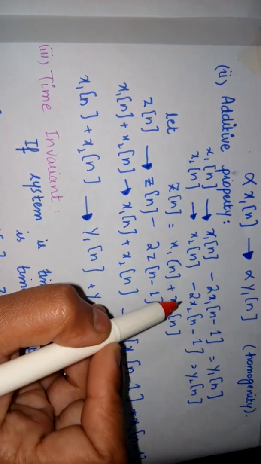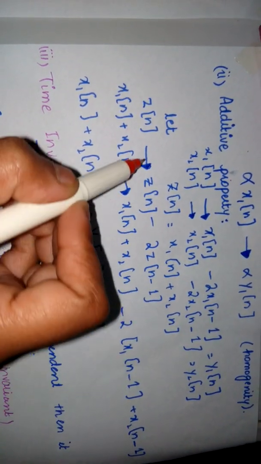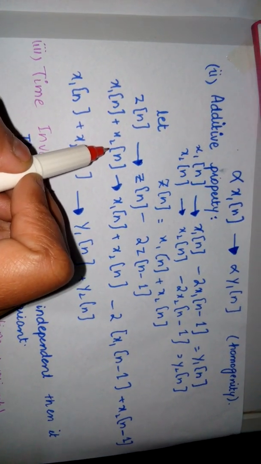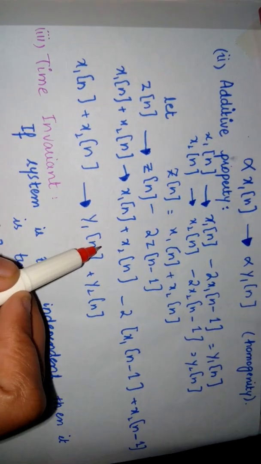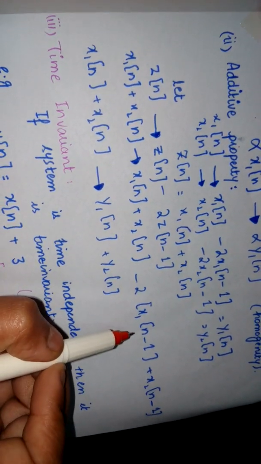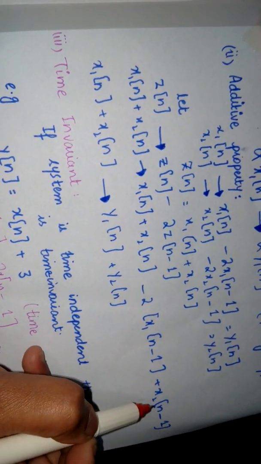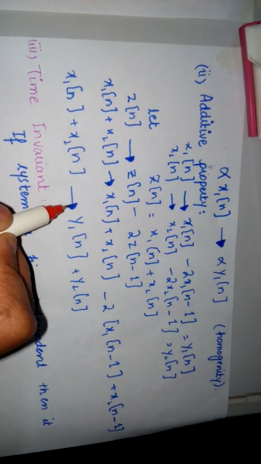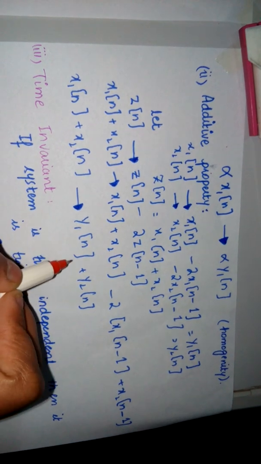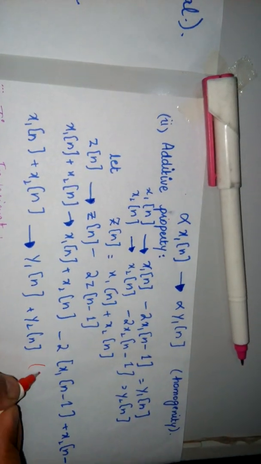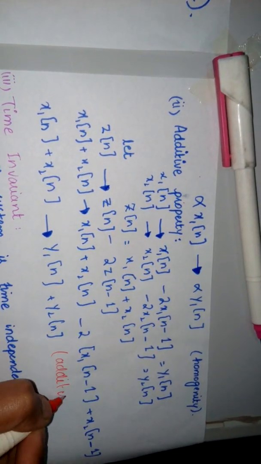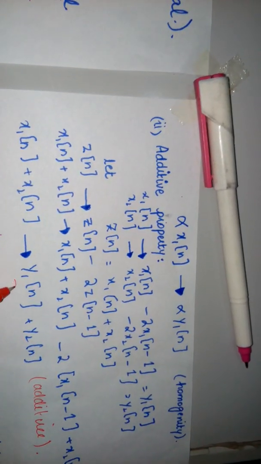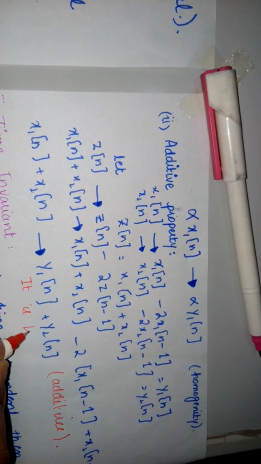Now I substitute the value of z of n in this equation. It gives x1 of n plus x2 of n gives x1 of n plus x2 of n minus 2 of x1 of n minus 1 plus x2 of n minus 1. It gives x1 of n plus x2 of n goes to y1 of n plus y2 of n, which is the additive property. So it satisfied both the properties, so this system is linear.